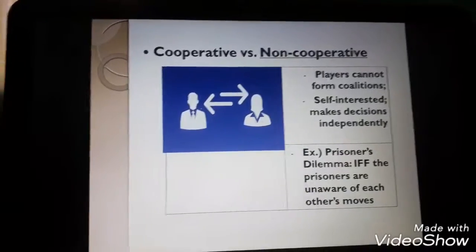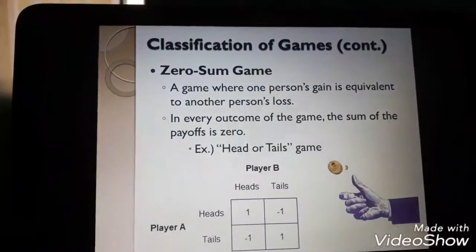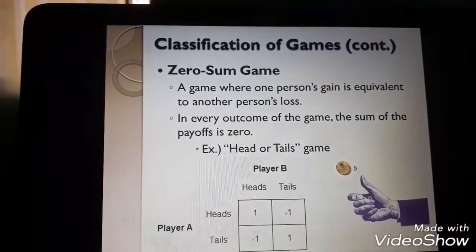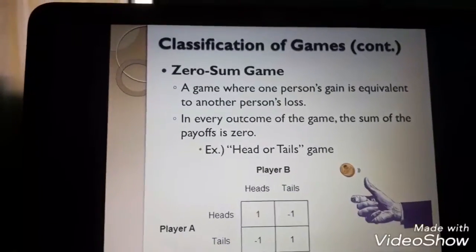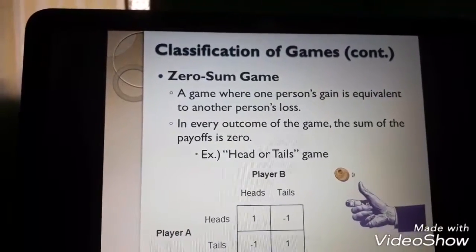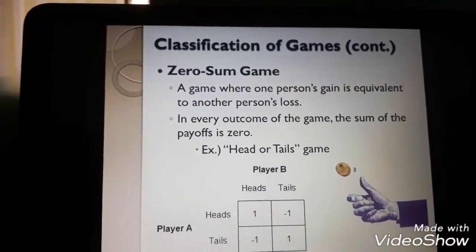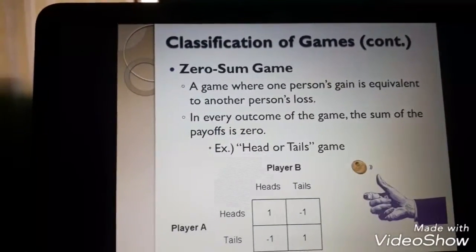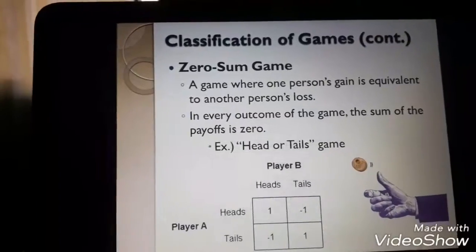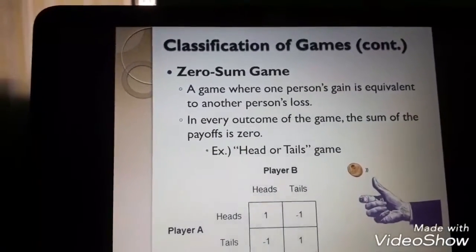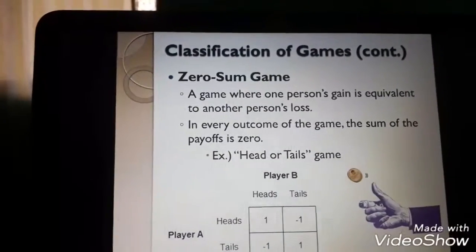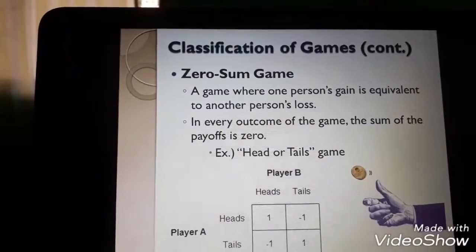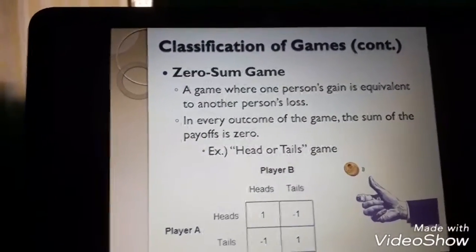Now let's look at the last classification, which is the zero-sum game. Now this type of game shows how one player's gain is equal to another player's loss, in which the sum of the players' payoffs should equal 0. The game of heads or tails is a perfect example of a zero-sum game, because if one player is able to predict the side that the coin will land on when flipped, that player will get a point, while the other player who guessed incorrectly will lose a point.